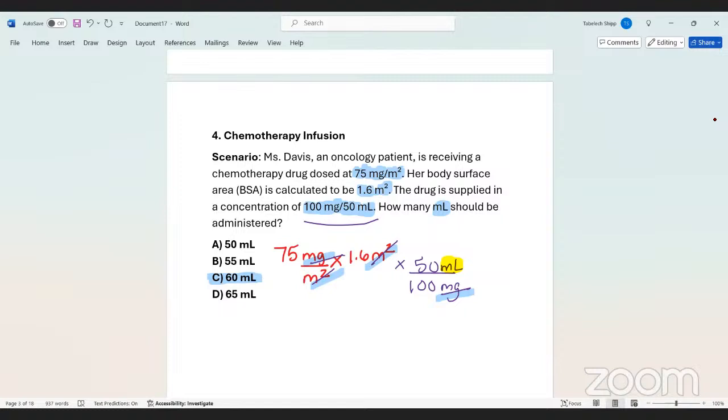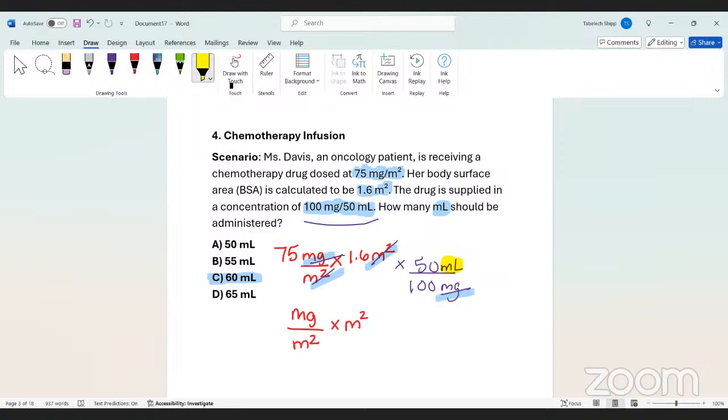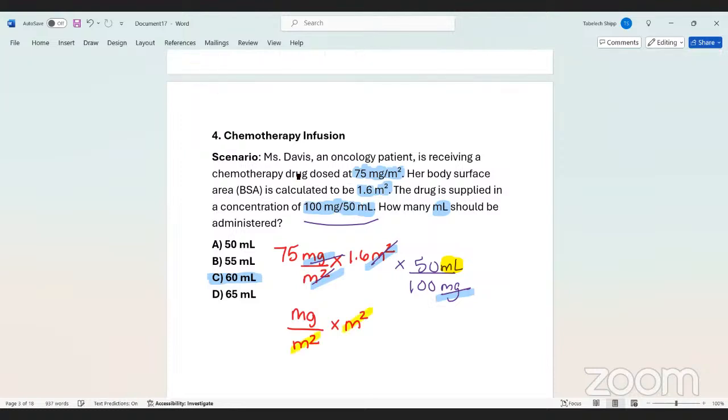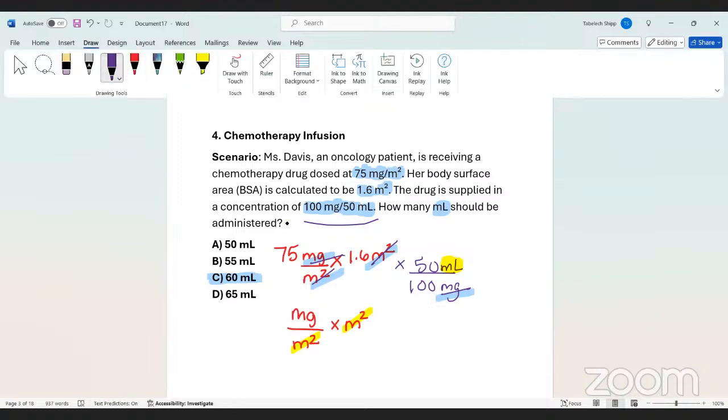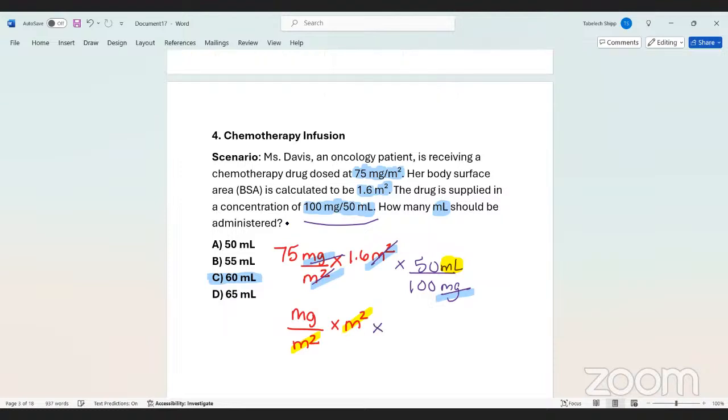Remember, because I started off with this, let's just look at the units, milligrams per meter squared, right? And then we had a meter squared over here. Okay. So we know that these two units are going to cancel each other out, right? Meter squared on top, meter squared on bottom, cancel them. Now, if you look at the next number right here, the answer that you're looking for has to be in milliliters, because it said how many milliliters.